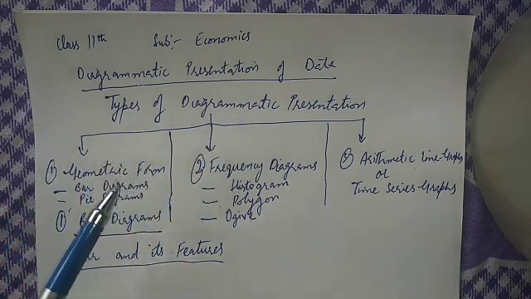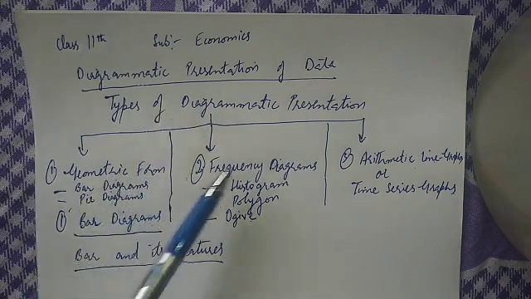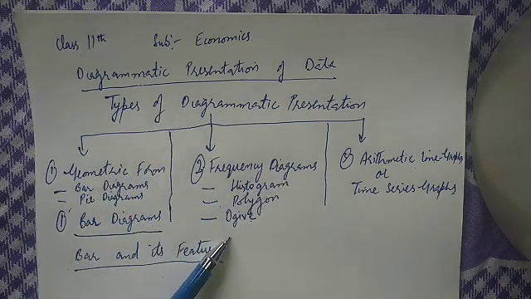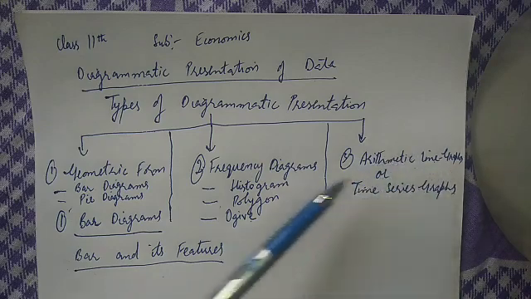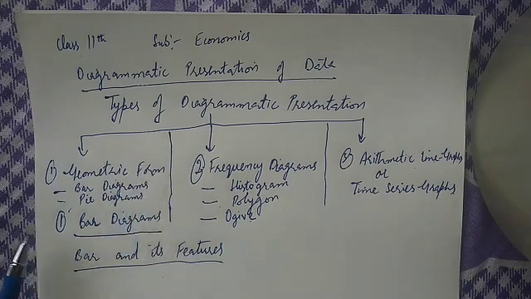Now, first one is geometric form: bar diagrams, pie diagrams. Second one, frequency diagrams: histogram, polygon, ogive. Third is arithmetic line graphs or time series. Now, first, let us discuss geometric form. First one is bar diagrams.